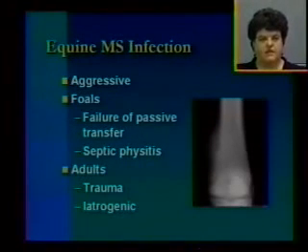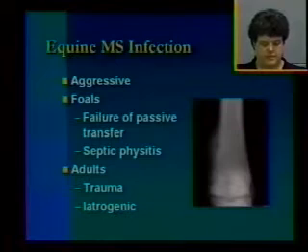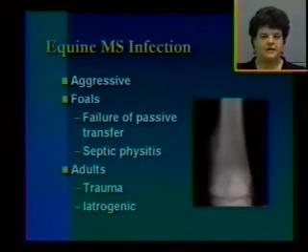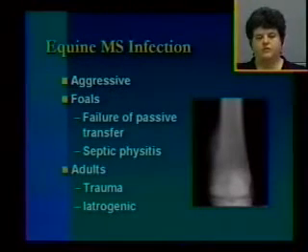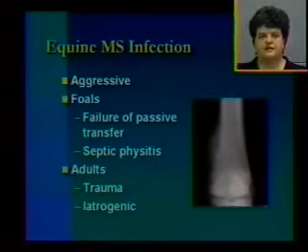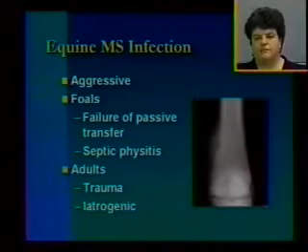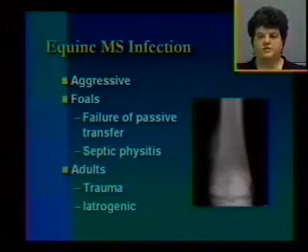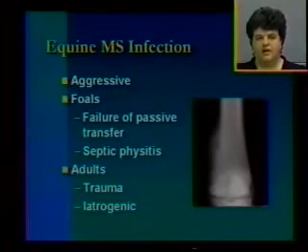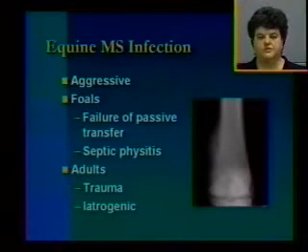So musculoskeletal infections in the horse, they tend to be aggressive in appearance. In foals, it's most likely secondary to sepsis from failure of passive transfer of the antibodies from the mare to the foal. If they're a little bit older, this infection spreads throughout their blood, can actually seed the physes, and they can get septic physitis. If they're adults, the most common cause of infections are trauma, so they have a penetrating wound, or iatrogenic from a joint block or something else that we did as veterinarians to introduce a bacterial species into a place it's not supposed to be.